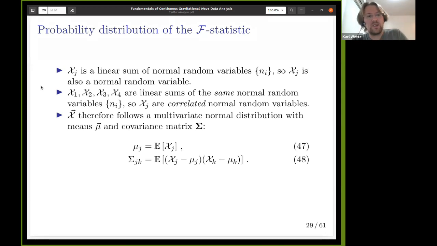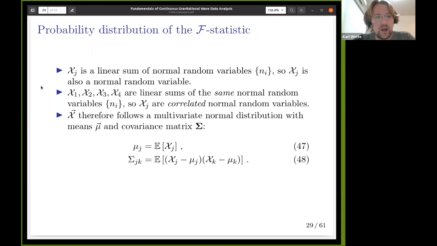So what that shows us is that each xj is a linear sum of our normal random variables, because our linear product is a linear function. So that means the xj is also going to be a normal random variable. But the second thing we must note is that if we take all those four components, x1, 2, 3, 4, those are all linear sums of the same normal random variables, because they're summing up the same noise samples. So they end up being correlated normal variables. So that means we have to be a bit careful looking at the distribution.